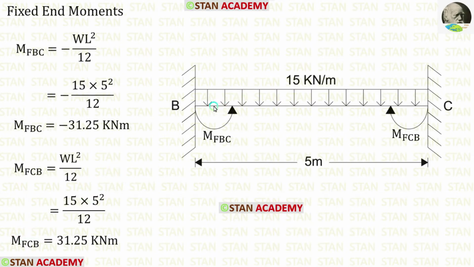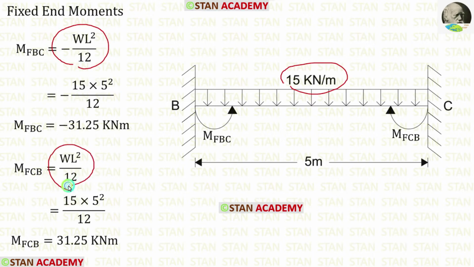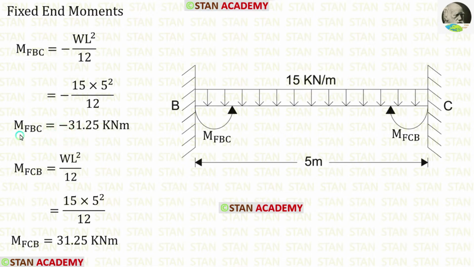Now let us take the beam BC. In the beam BC, UDL 15 kN per meter is acting for the full span. The formula for the fixed end moments are minus WL square upon 12 and positive WL square upon 12. Using the formulas, we can find the fixed end moments M of BC and M of CB.